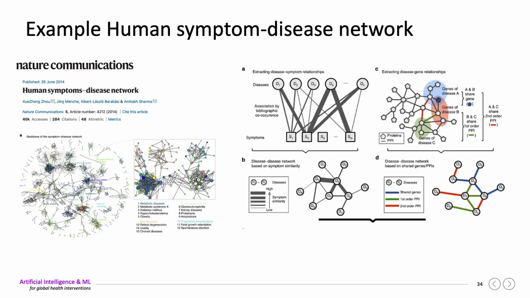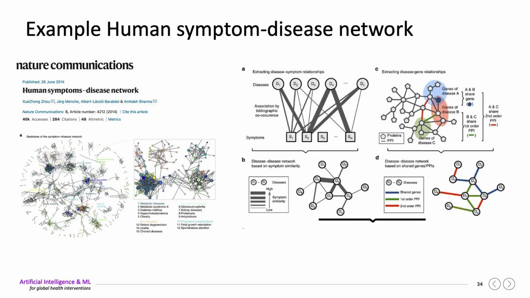Here is an example. Human Symptom Disease Network, from a Nature Communications paper published June 26, 2014, by Zhou, Menche, Barabasi, and Sharma. The figures show how disease-symptom relationships are extracted by bibliographic co-occurrence, linking diseases to symptoms. How a disease-disease network is built based on symptom similarity. How disease-gene relationships are extracted through shared genes and protein-protein interactions. And how a second disease-disease network is built on shared genes and first and second order protein interactions.